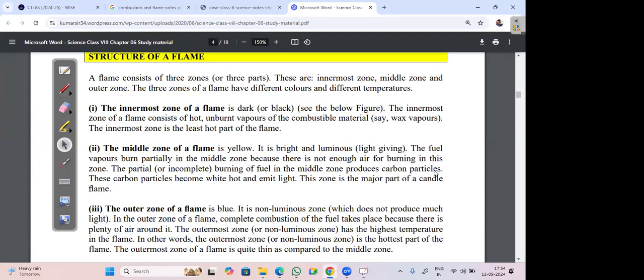Sir, is yellow color ideal for flame? Yellow color, ideal for flame? I didn't get what you mean by ideal. There is no ideal color for the flame. Okay.